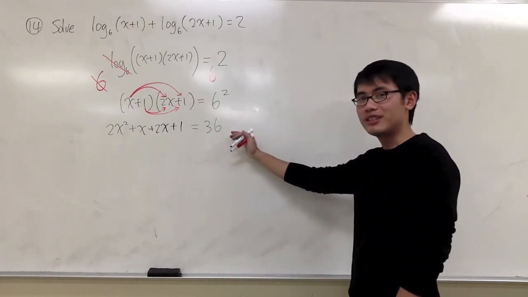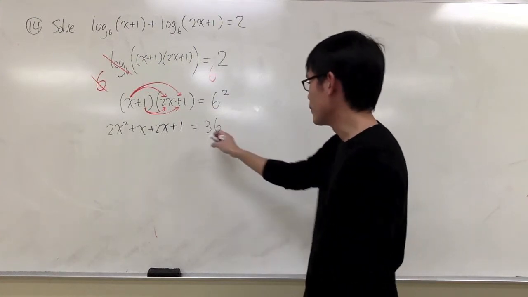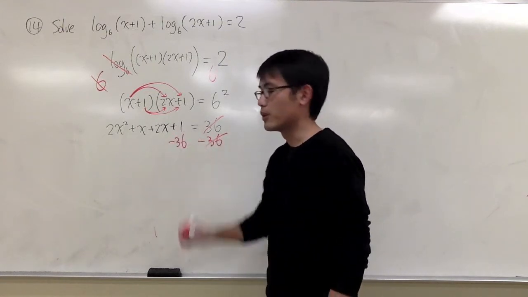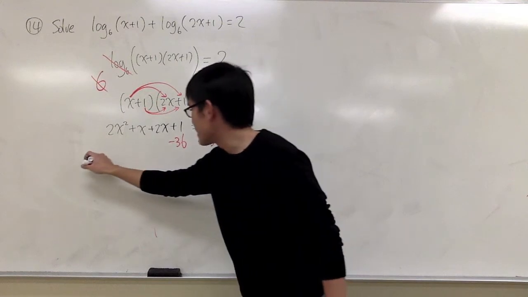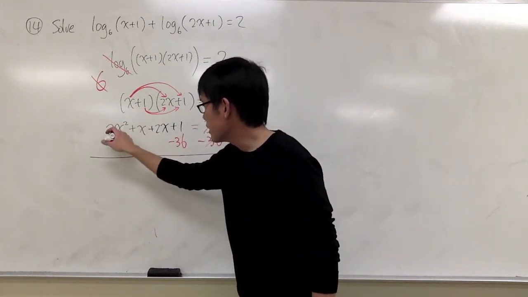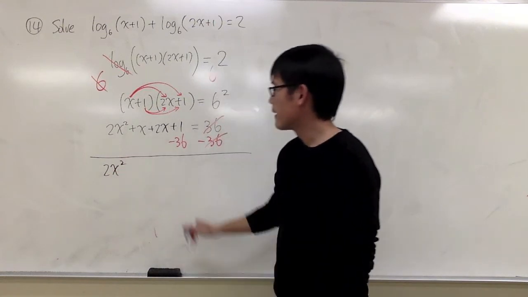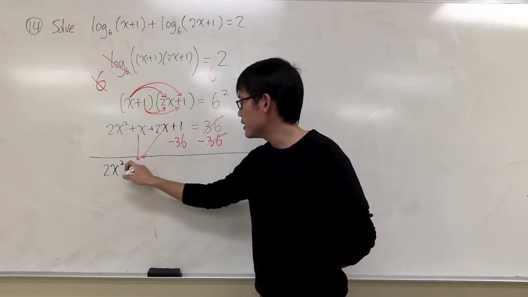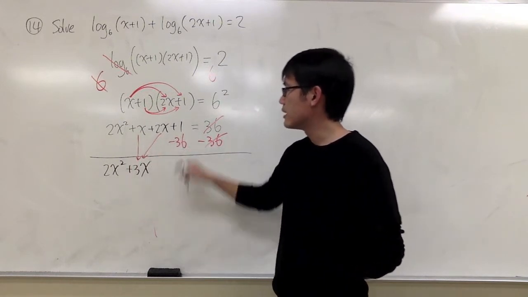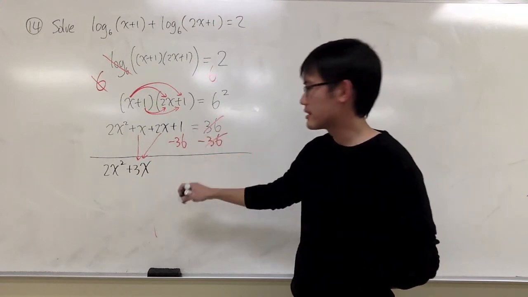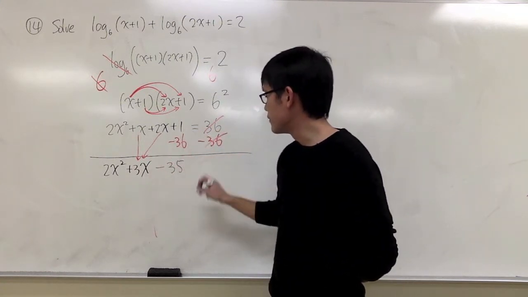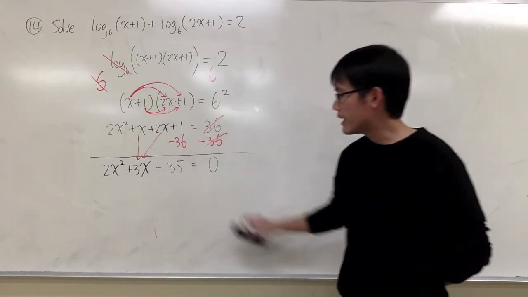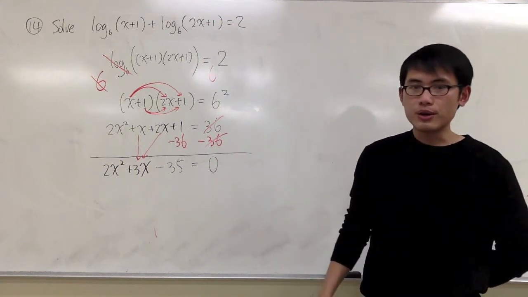And the best bet for us is to make one side equal to 0. We can do that by subtracting 36 here, and I'll do that right here as well, underneath the 1. Here we have 2x squared, and I see that I have x plus 2x. These two can be combined into positive 3x. Here we have 1 minus 36, which will be minus 35. That equals 0. So, I combined terms and made one side equal to 0 already.